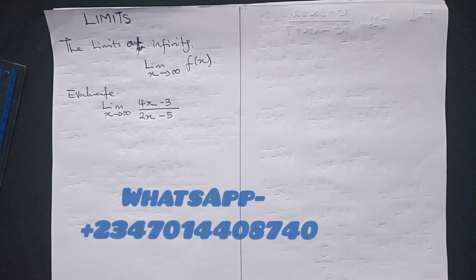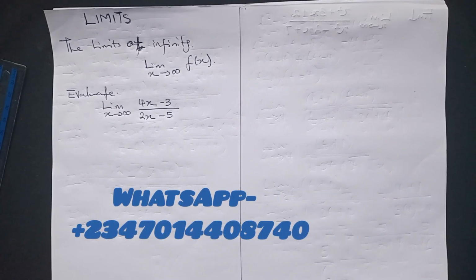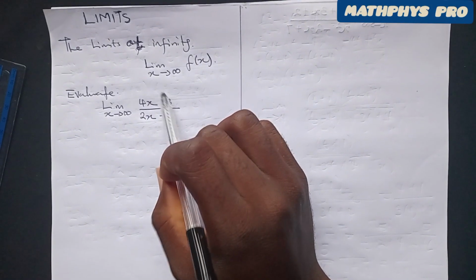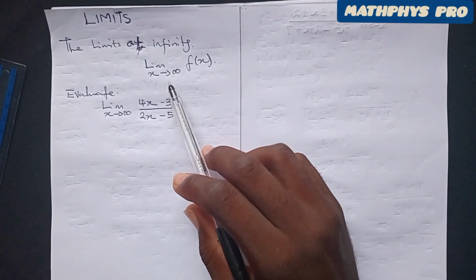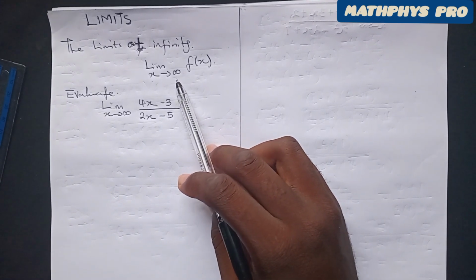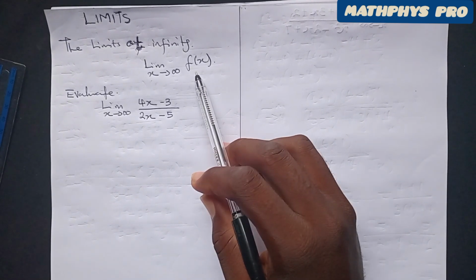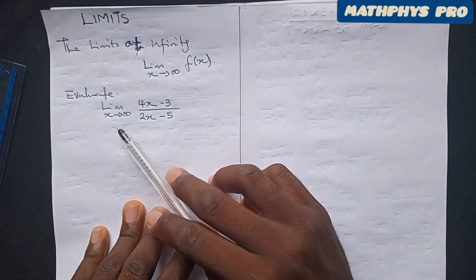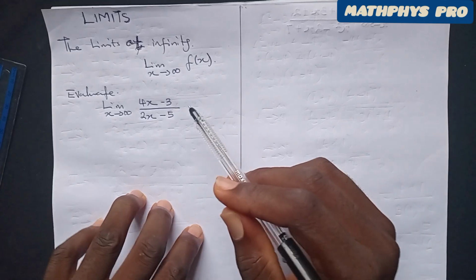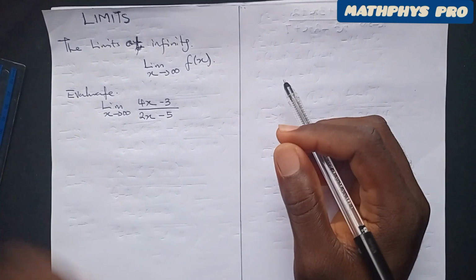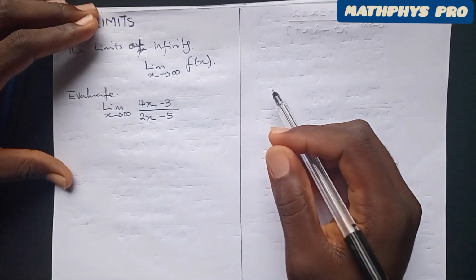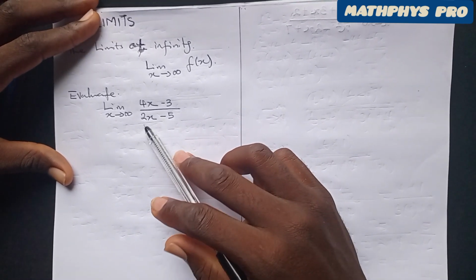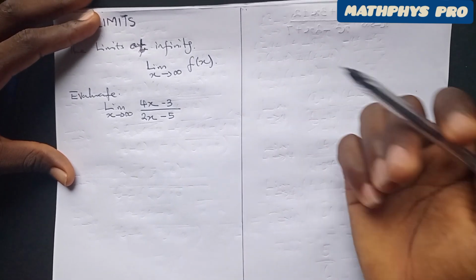The limit at infinity. So the limit at infinity, the limit when x tends to infinity of f of x, when x approaches infinity. So let's evaluate this problem. The question says, evaluate the limit when x tends to infinity of 4x minus 3 over 2x minus 5.